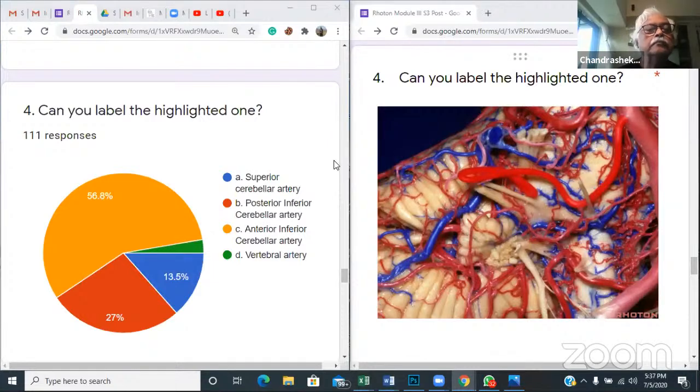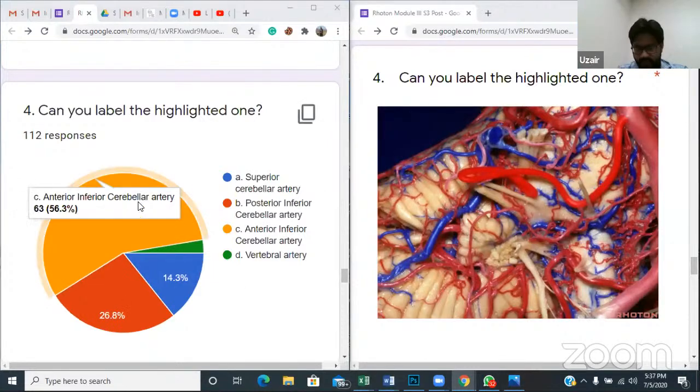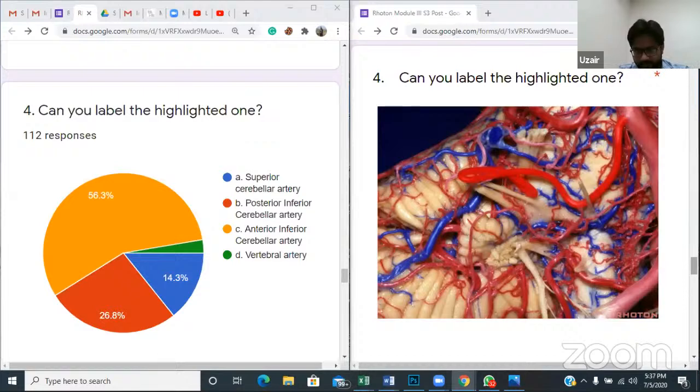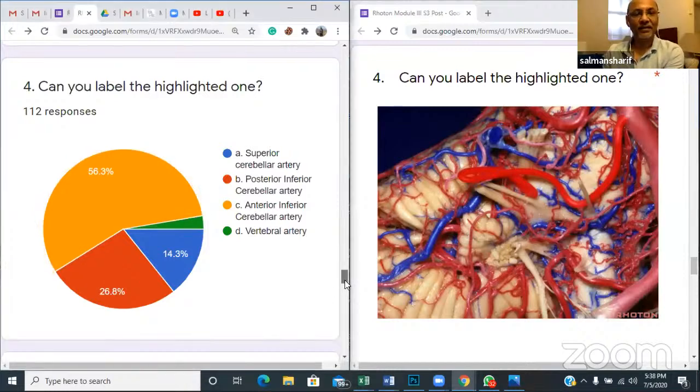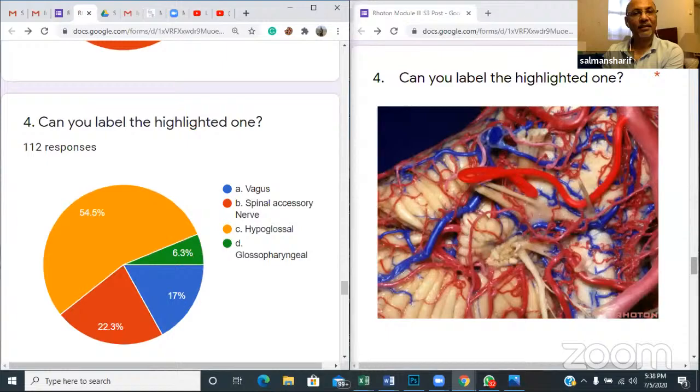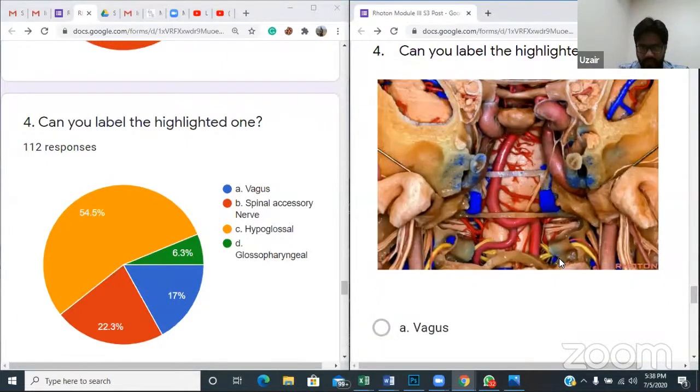So this one is the highlighted one, and this is obviously the anterior inferior cerebellar artery, and its complex, including this one is abducens and this one is trigeminal. Very good. Okay. So 56%. Yes, this is obviously going through the hypoglossal canal, the sleeve-like formation. This is the hypoglossal nerve. So 54.5% gave the correct answer.